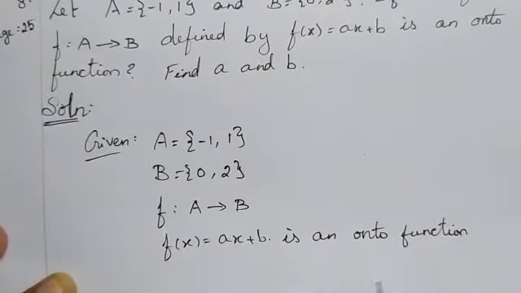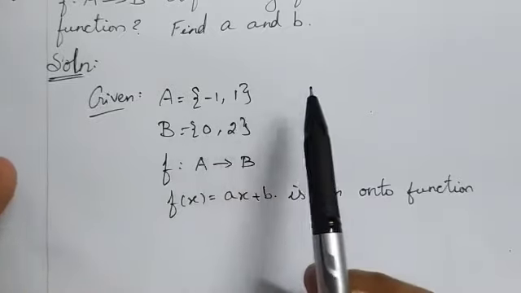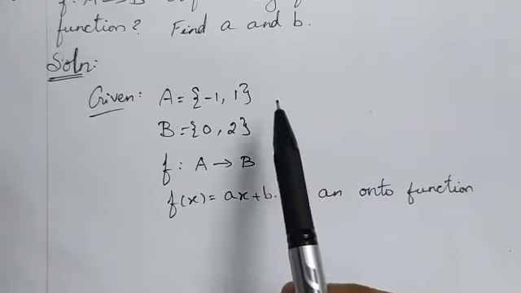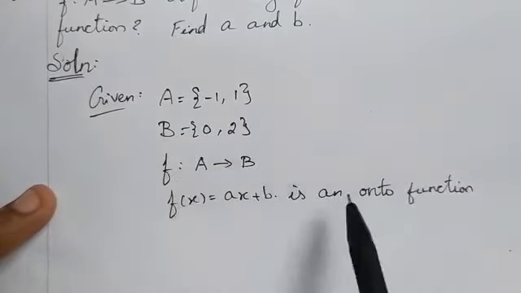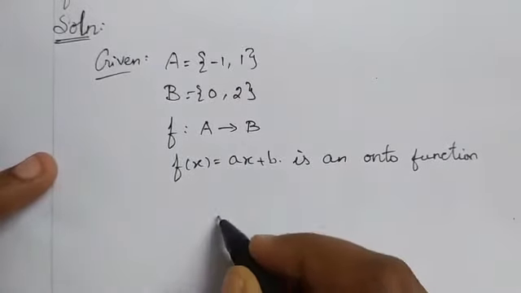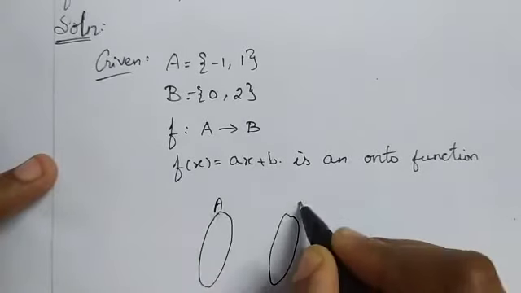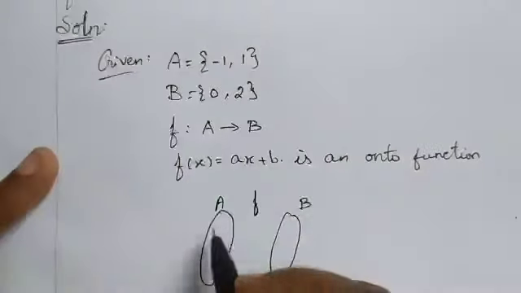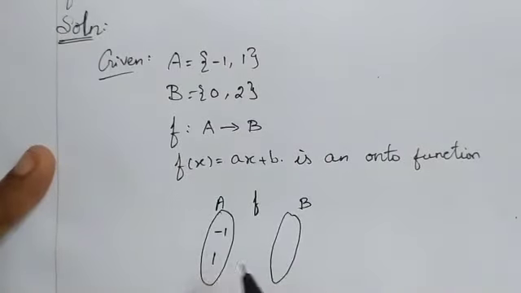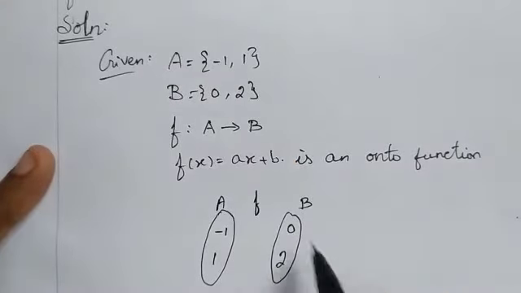What is the meaning for onto function? Every element in the set B has a pre-image in A, and also the codomain is equal to the range. That is the onto function. Now here you can draw the diagram. Set A and B. The function is small f. Write the elements of A: minus 1, 1. Capital B is 0, 2.